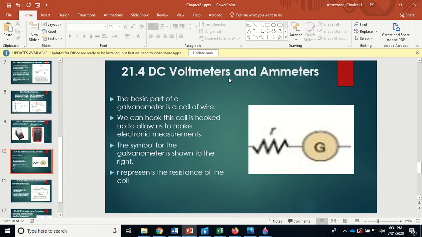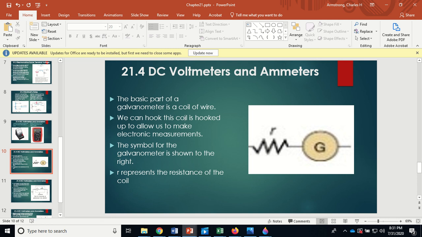Okay, now the galvanometer, we're going to see how we make a voltmeter and ammeter out of a galvanometer. So basically a galvanometer is more or less just a coil. This kind of represents the coil. This is the resistance of the coil. So this is the whole thing, okay? This is a coil that has this resistance, little r. This is normally a very small resistance.